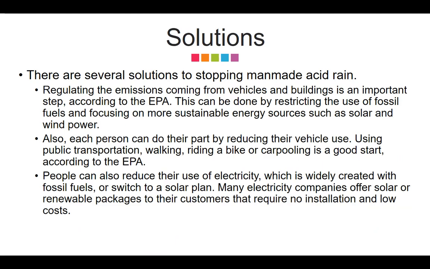I want to finish today by taking a look at some solutions. There are several solutions to stopping man-made acid rain. Regulating the emissions coming from vehicles and buildings is an important step, according to the EPA, and this can be done by restricting the use of fossil fuels and focusing more on sustainable energy sources such as solar and wind power. Also, every person can do their part by reducing their vehicle use. Use public transportation, walk, ride your bike, carpool. These are all great places to start.